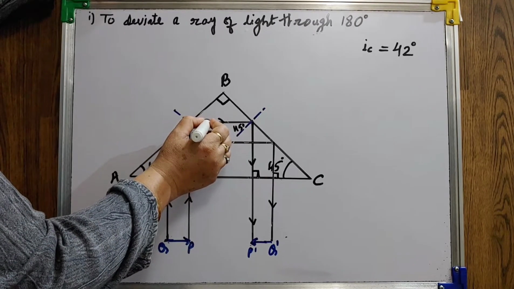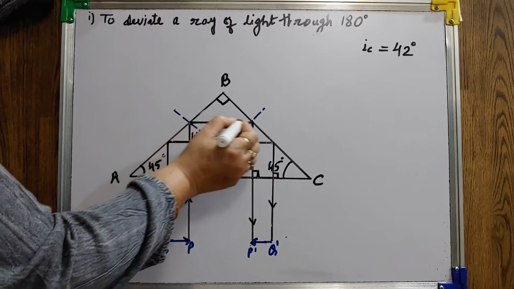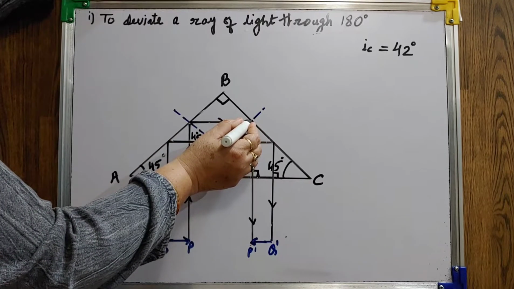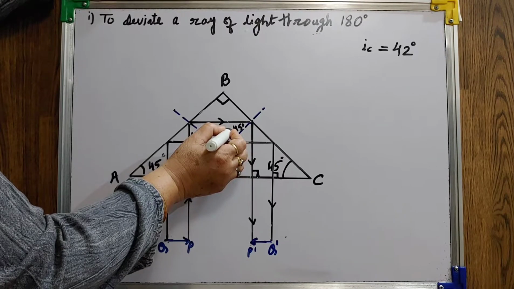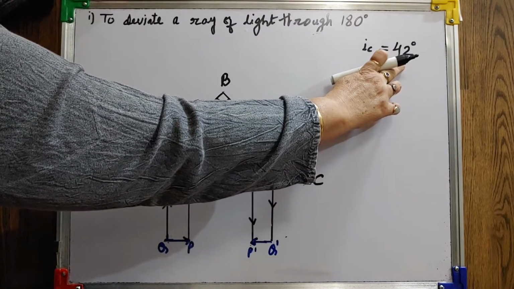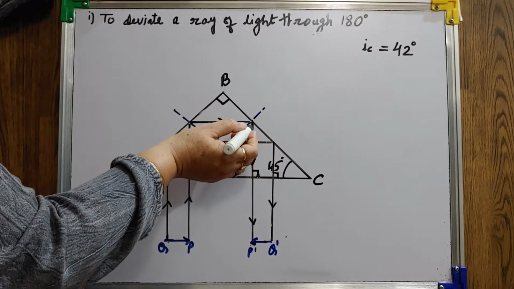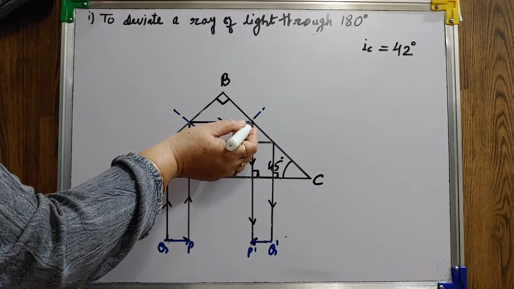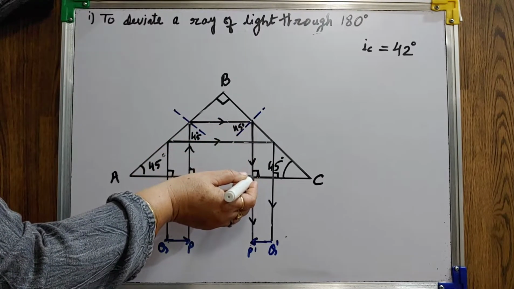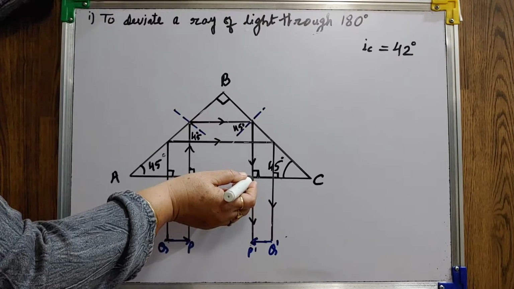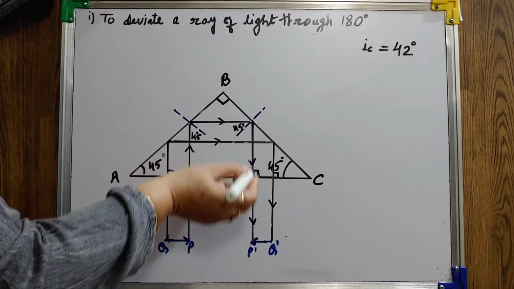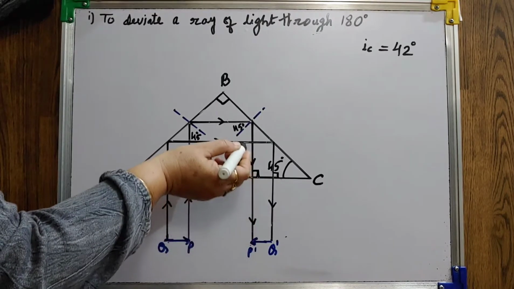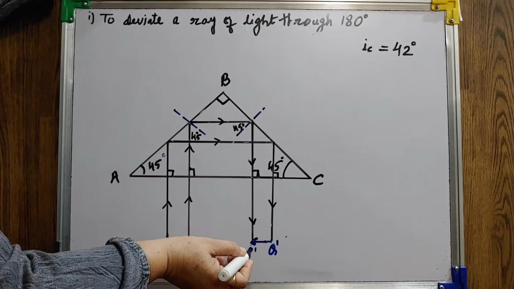Now this is the incident ray. It strikes BC at this point. Again the angle of incidence is 45 degrees, which is greater than 42 degrees, so again it will suffer total internal reflection of light. Now it is normal to this face AC, so it will move out of this prism undeviated. It passes undeviated and reaches here.